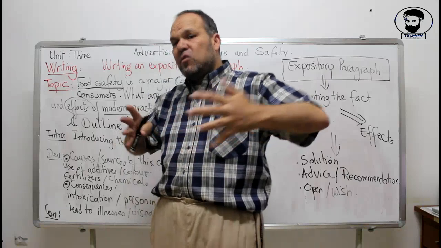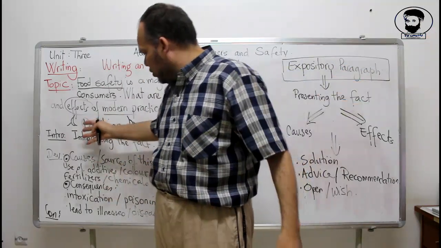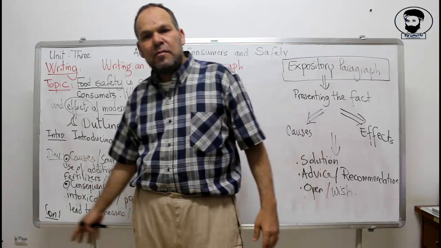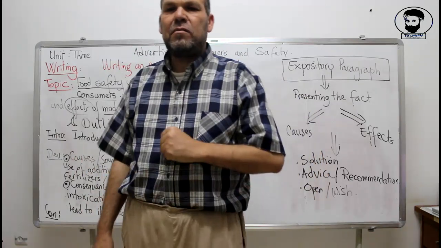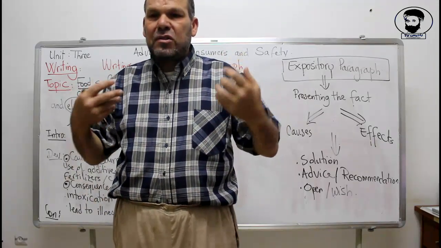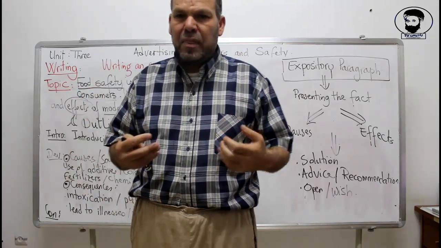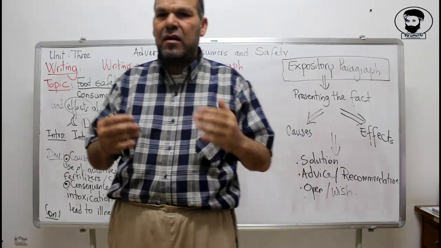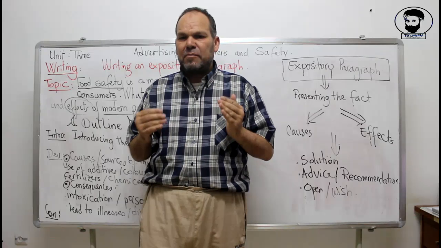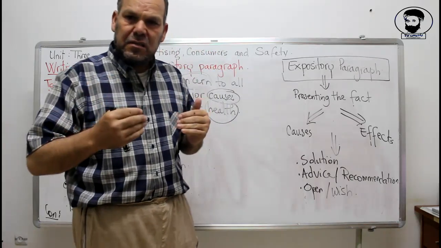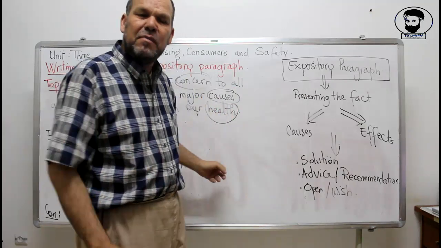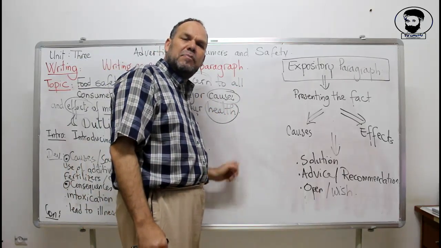Now, not to make it too long a paragraph, we have used just two causes and two consequences. And finally, we either try to give a solution, or to give an advice, or to wish something to happen. So I hope that you have got an idea about how to write an expository paragraph. And in the next session, we're going to write the paragraph and see how we can develop these ideas into the paragraph. Thanks.